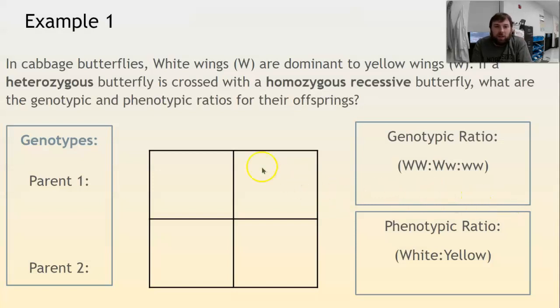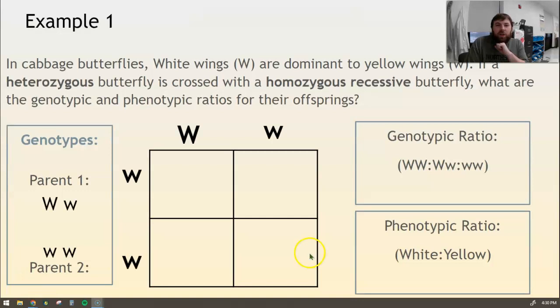So here's another example, and I want to pause the video for you here to see how you do on your very own hybrid cross, dealing with cabbage butterflies, where white wings are dominant to yellow wings. Now, if we cross a heterozygote with a homozygous recessive individual, what are the genotypic and phenotypic ratios for their offspring? Pausing now. So parent number 1 being the heterozygote has a genotype of capital W, lowercase w, and parent number 2 being homozygous recessive has 2 lowercase w's in their genotype.